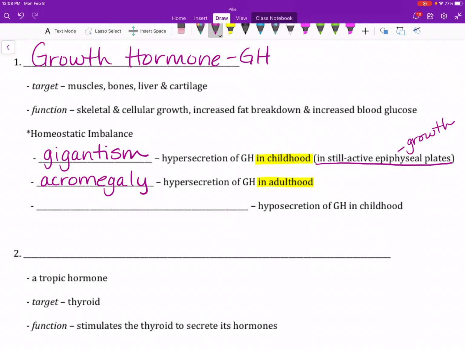And so it can be very detrimental because you're talking about growth of your cardiac muscle tissue in your heart, growth in all of your bones and mass. So it has some devastating effects on the body.